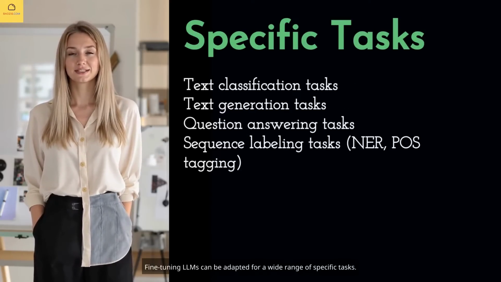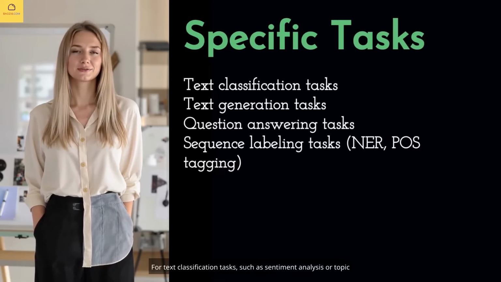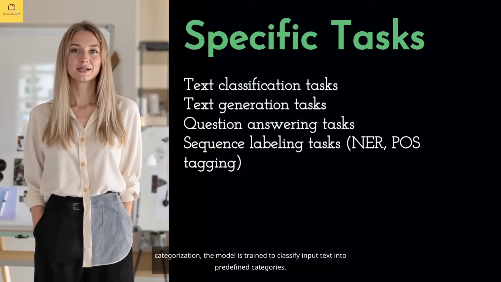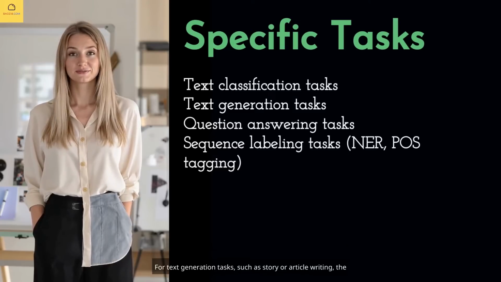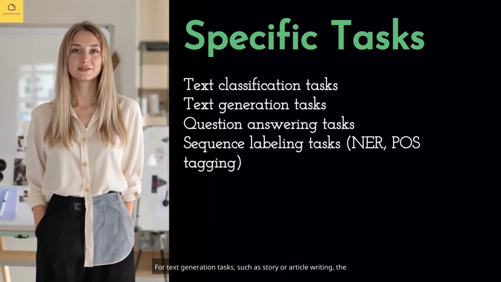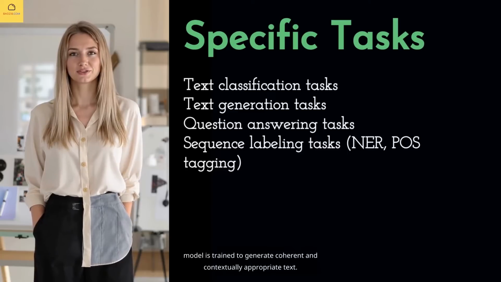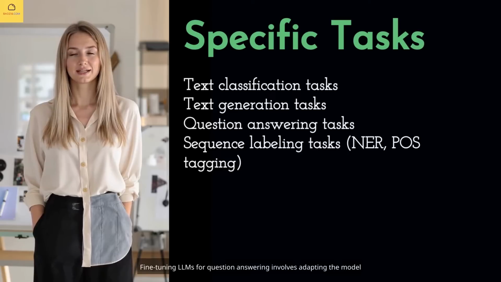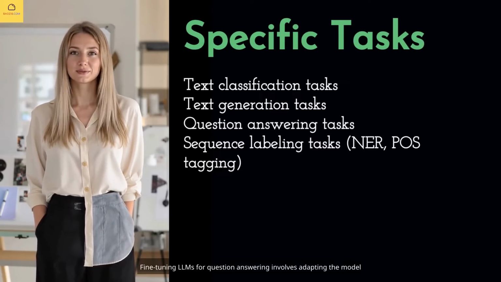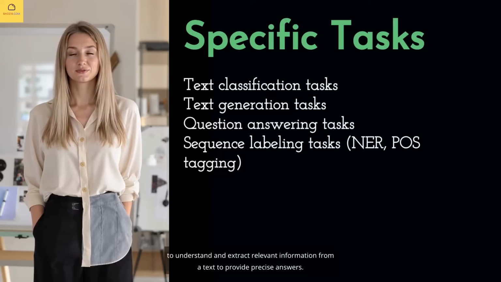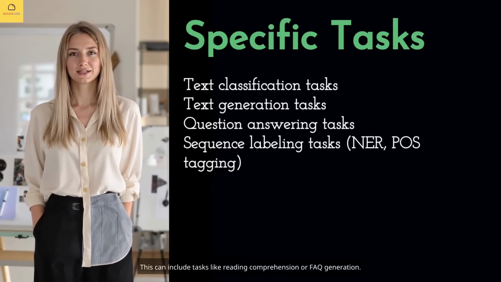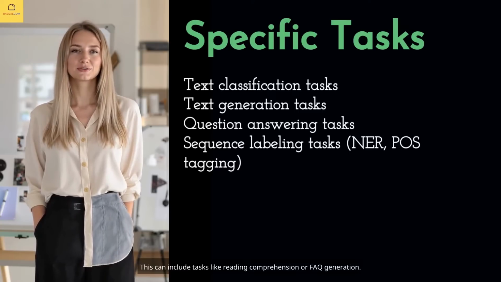Fine-tuning LLMs can be adapted for a wide range of specific tasks. For text classification tasks, such as sentiment analysis or topic categorization, the model is trained to classify input text into predefined categories. For text generation tasks, such as story or article writing, the model is trained to generate coherent and contextually appropriate text. Fine-tuning LLMs for question answering involves adapting the model to understand and extract relevant information from a text to provide precise answers. This can include tasks like reading comprehension or FAQ generation.